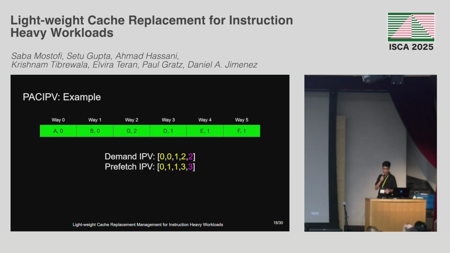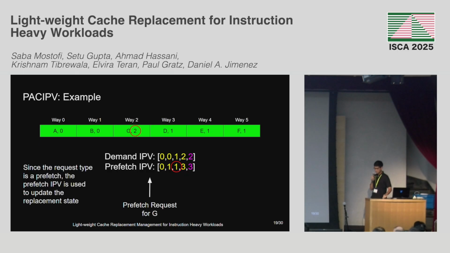So just to make sure that we all get this idea, let's go over an example. We again have 2 IPVs, a demand IPV and a prefetch IPV. We get a prefetch request for G. Since it's a prefetch request, we look at the prefetch IPV, and we look at the cache to see which position G is currently at. So G is at position 2. So we look into the prefetch IPV, look at the second index of 0, 1, 2, and we see that G must be promoted to position 1. And that's exactly what happens.